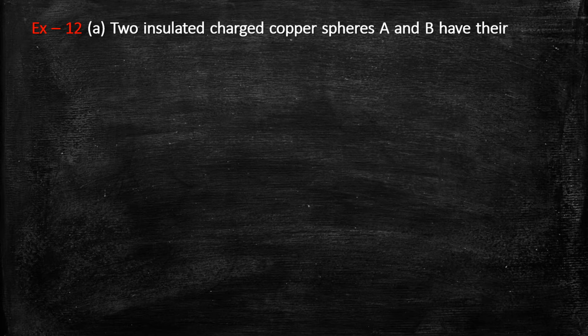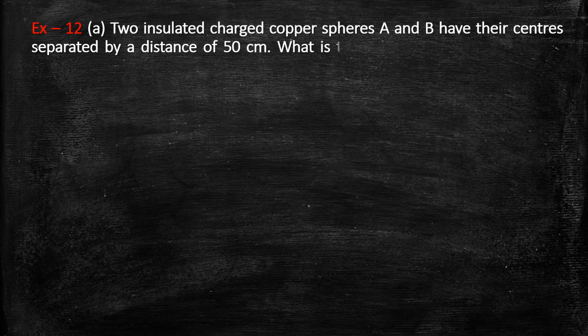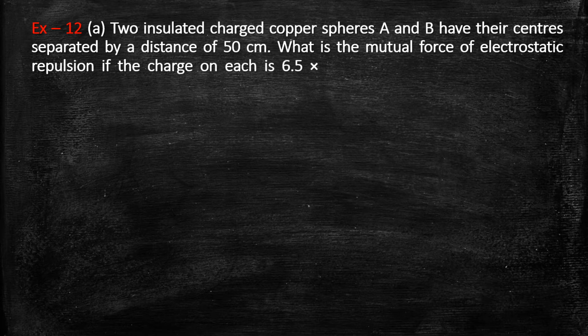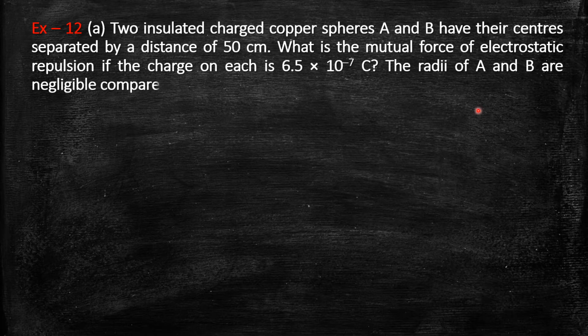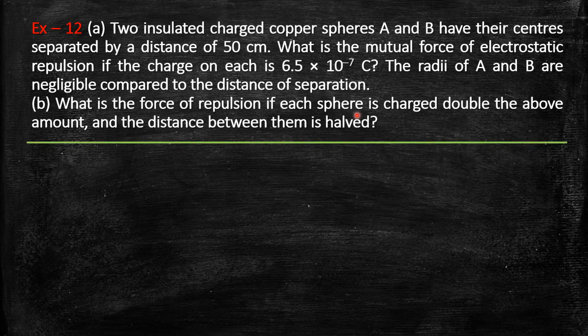In the 12th one, we have two insulated charged copper spheres A and B, with their centers separated by 50 centimeter distance. So what is the mutual force of electrostatic repulsion if the charge on each one is 6.5 into 10 raised to minus 7 coulomb? And we are told that the size of A and B is very small as compared to the distance between the two. Apart from that, we are also asked what is the force of repulsion if each sphere is charged double and if distance is made half.